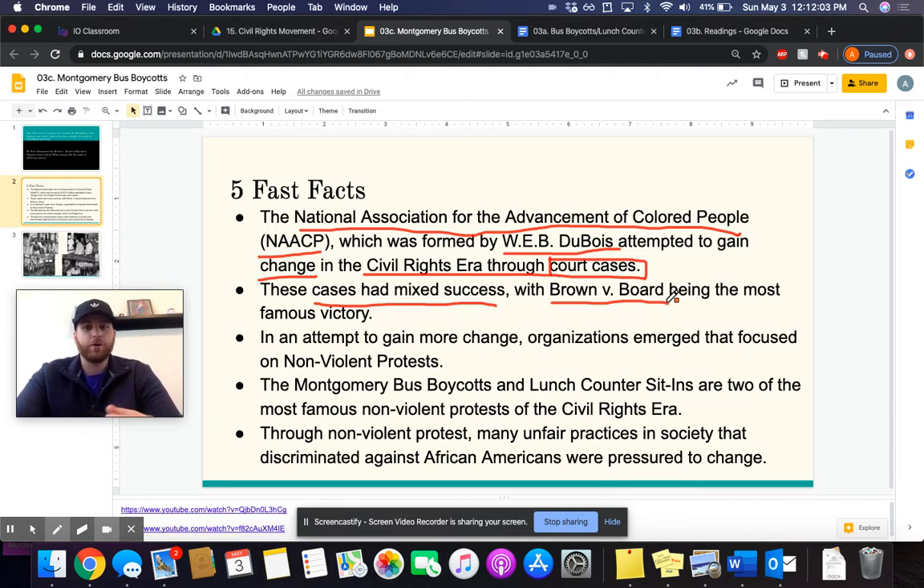So Brown versus Board throws out this idea that establishes the legality of segregation. But we need to remember that Brown versus Board is dealing with schools, so in a school setting. And there's still a lot of work that needs to be done to ensure equality in all other facets of life in America. So we see that Brown versus Board is a great start. It's a starting point, but there are still efforts to gain more change.